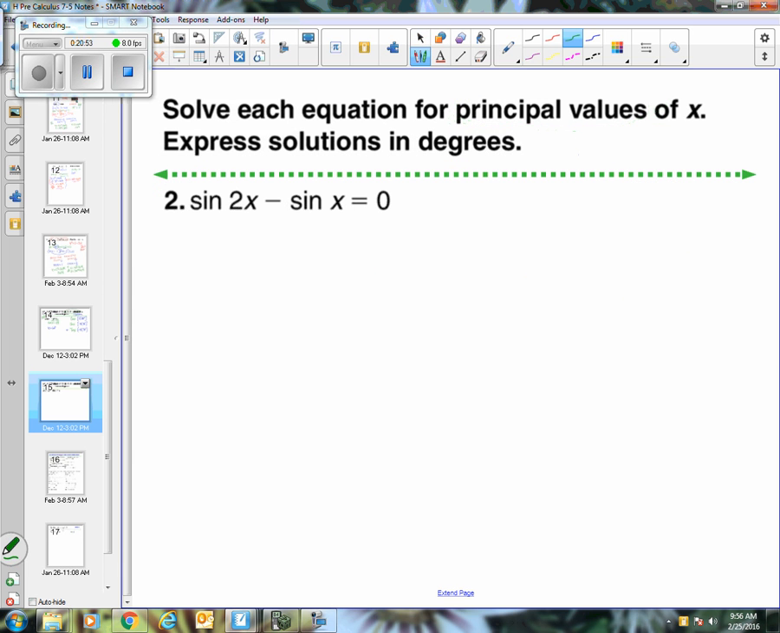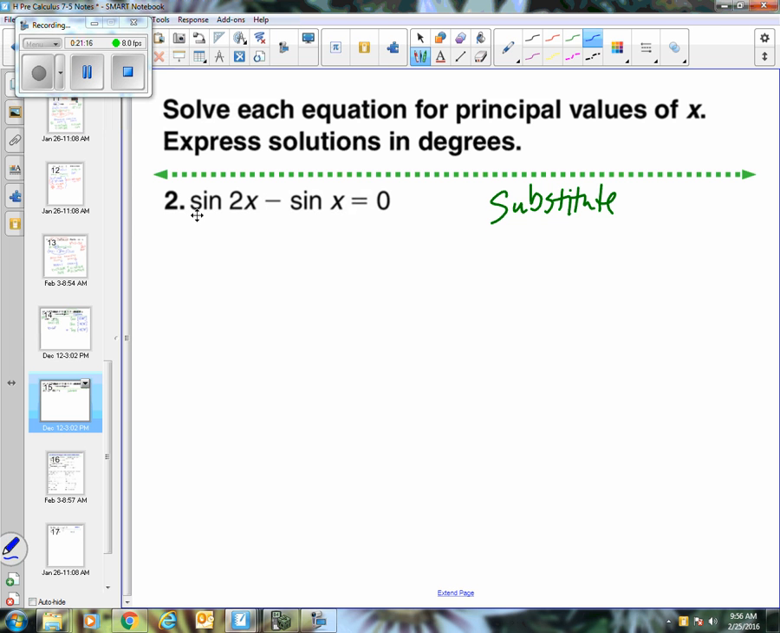So principal values only, so single answers for each factor. Now take a look and ask yourself those questions once again. Are your function names the same? Indeed they are, they're both sine. Are the angles the same? Nope. Totally different. 2x and x, those are different values. So what that leads me to believe is I'm probably going to have to substitute. My angles are not the same. That's kind of a dead giveaway. So I'm going to have to substitute.